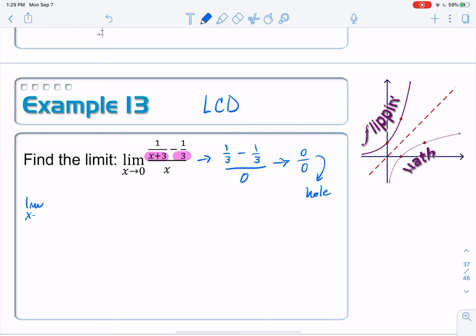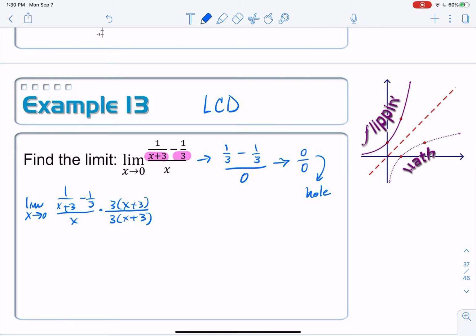So we have the limit as x approaches 0 of 1 over x plus 3 minus 1/3 over x. Notice that our denominators here are completely different, and so the least common denominator is just the product of those two things. So I'm going to multiply by 3 times x plus 3 over 3 times x plus 3. That's not a fancy one just yet, but now it is. When I multiply that by that fancy one, we're just going to rearrange some things. It's still going to be equivalent, as we will verify in a graph here at the end.